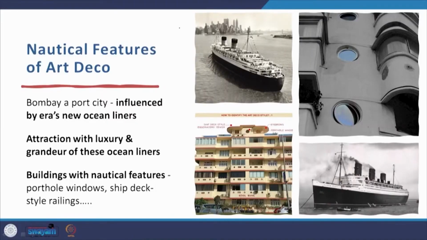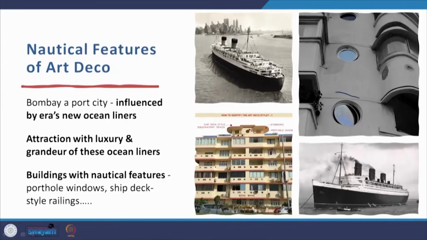Now the other thing that is coming from Art Deco are the nautical features. Bombay being a port city, it was influenced by the coming in of ocean liners, the luxury and the grandeur of these ocean liners. So the buildings had nautical features. There were these porthole windows that you see. There were other ship deck style railings. In this building that you see, there is this ship deck style observatory tower. There are porthole windows. So all these were derived from the nautical features of ships.